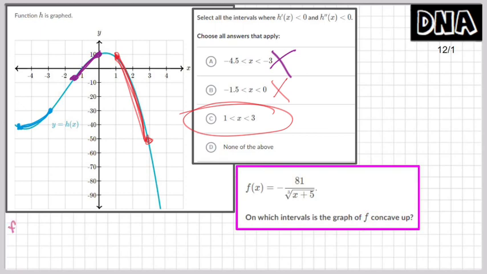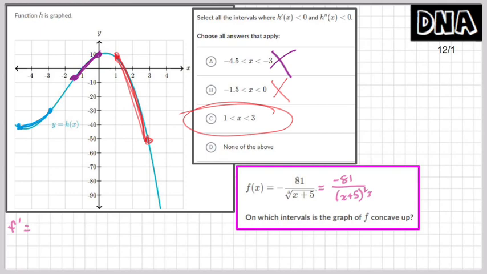Let's find f prime. F prime, oh shoot, you know what we have to do here? We're going to have to use the quotient rule. Everybody say, oh man. So we have x plus 5 raised to the 1/3. Okay, I don't want to use the root.